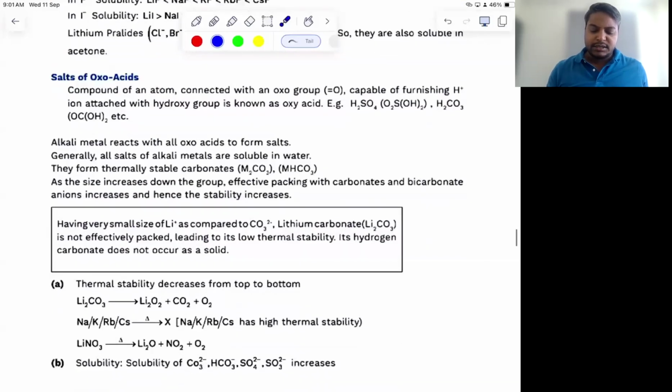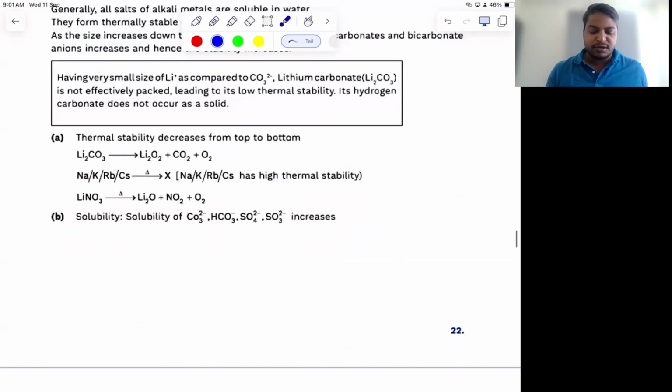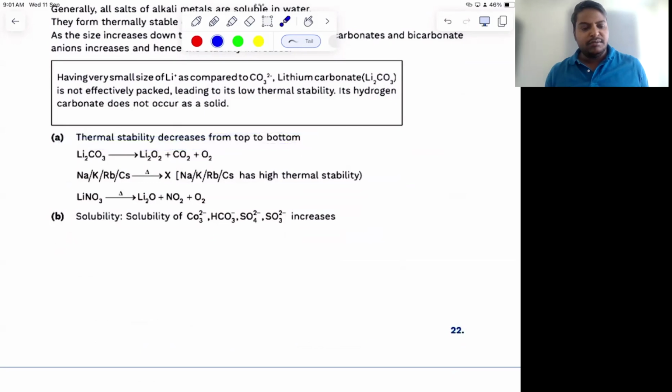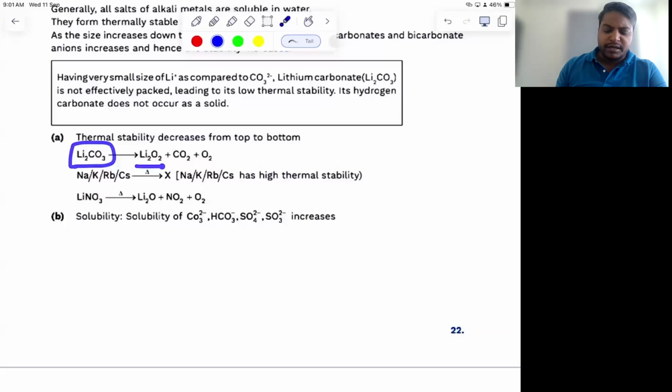Next, oxo acids. Check out what the salts of oxo acids are. That includes sulfates, carbonates, and so on. Thermal stability decreases from top to bottom for all the bigger size anions. That includes carbonate, sulfate, nitrate, everything. So Li2CO3 will convert into Li2O, CO2, and O2.